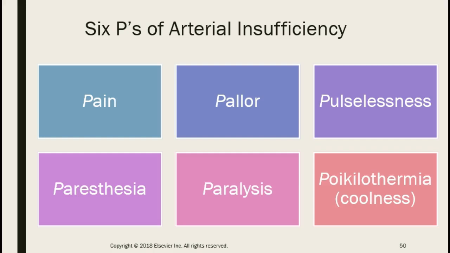And because we love alliteration, we have 6 P's of arterial insufficiency: pain, pallor, pulselessness, paresthesia, and paralysis. Also the poikilothermia, which is a fancy word to say coolness, but we needed that 6th P so that it all started with the same letter. So you will probably see these again.